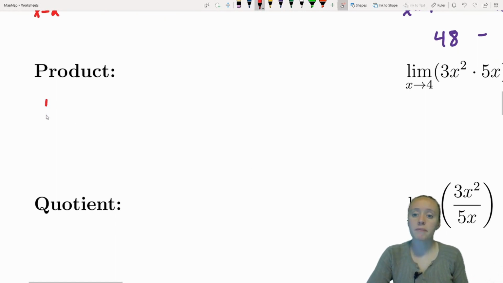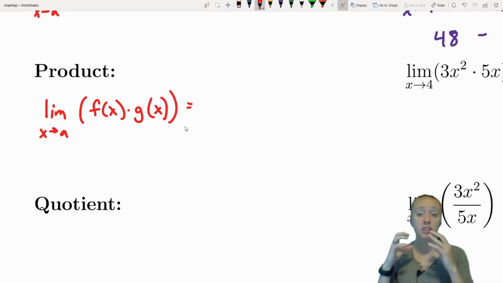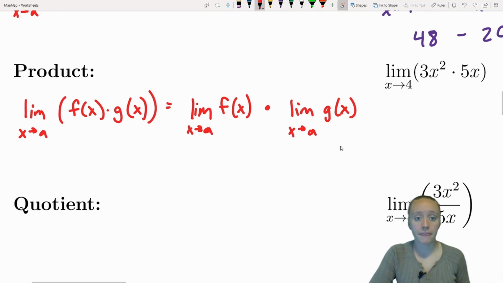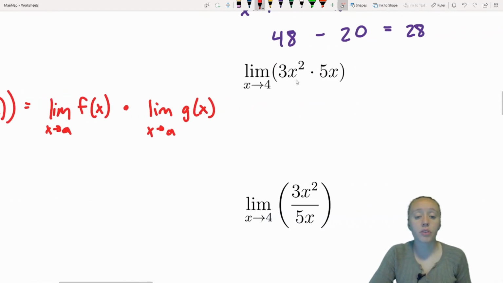So if I have the limit as x approaches a of one function f of x times another function g of x, I can split this up into two separate limits with multiplication in between. So I'm going to have the limit as x approaches a of f of x, and I will multiply that by the limit of g of x as x approaches that same value a. So in this case, the limit of 3x squared times 5x as x approaches 4.